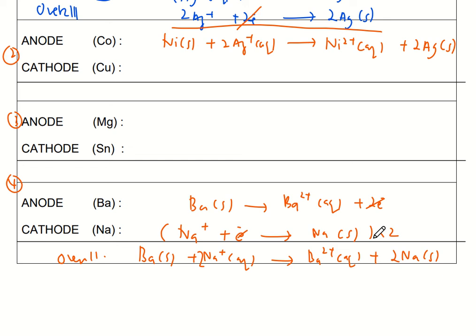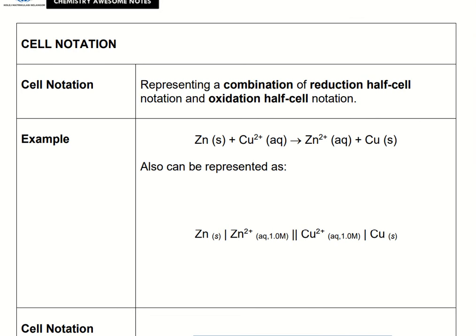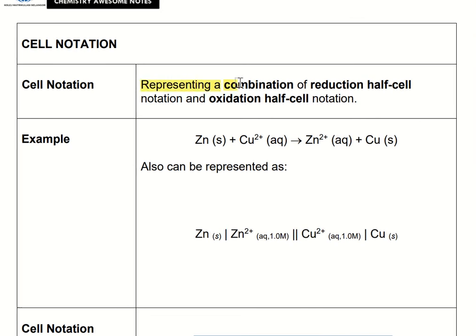So next we go for cell notation. What is a cell notation? Cell notation represents the combination of the reduction half cell notation and the oxidation half cell notation. How do we remember this combination? We use the name ABC. ABC is not air batu campur. ABC refers to A, anode, B, bridge, C, cathode. So this is the cell notation.